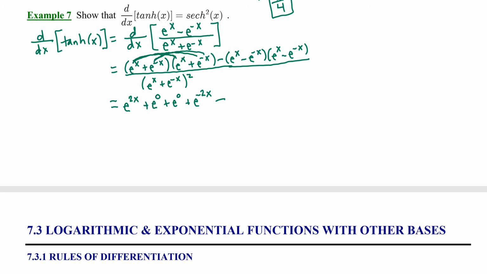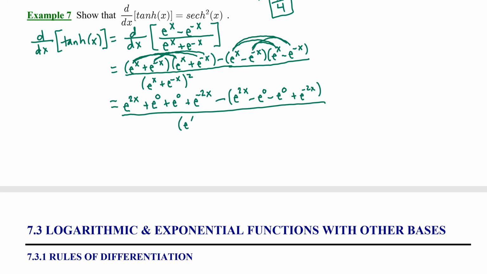Now we're going to subtract the FOIL resulting from the next two binomials. However, because we're subtracting, we want to make sure we distribute that negative throughout the product, so I'm going to use a set of parentheses here. The product of our first two terms, e to the x times e to the x, is e to the 2x. Outside terms, we have negative e to the 0th power. Inside terms, negative e to the 0th power. Again, I'm just adding the exponents, plus e to the negative 2x. All divided by e to the x plus e to the negative x, squared.